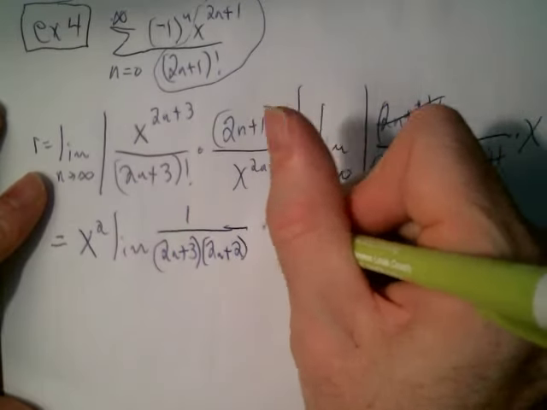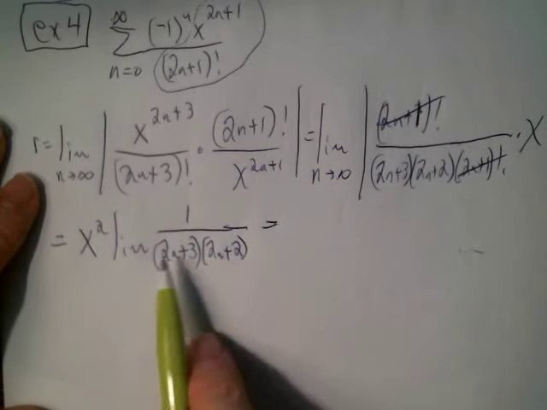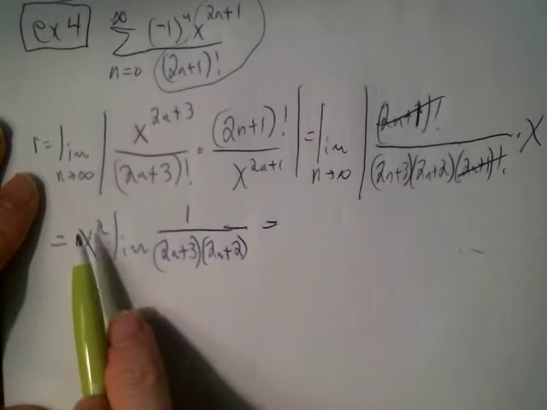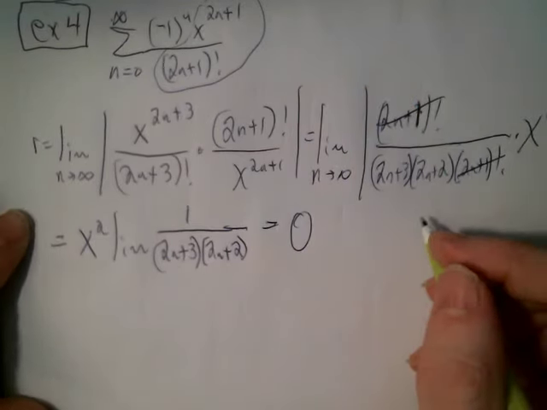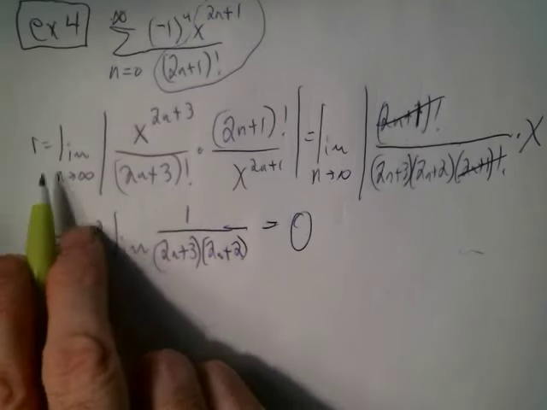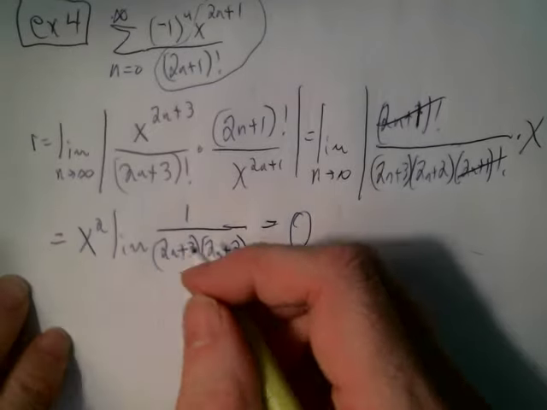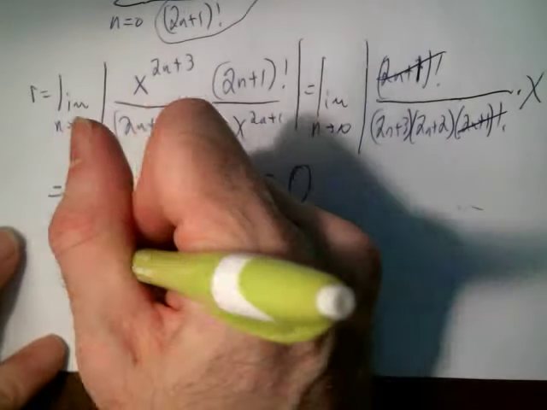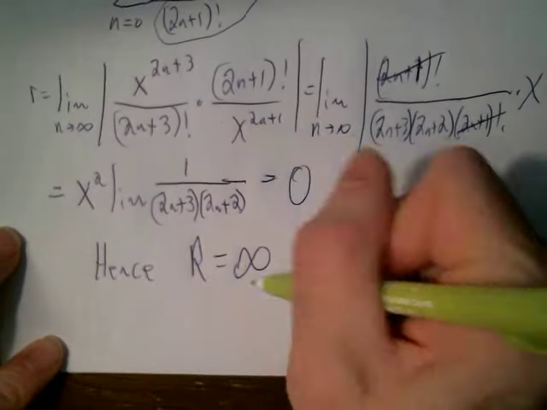And then for all values of x, you'll have 0, because this will go to 0, and you'll just have whatever times 0, and that's always going to be 0. So here, our r value is equal to 0. That leads us to the conclusion that for any x, this thing will be absolutely convergent. So hence, in this case, the radius of convergence is infinity.